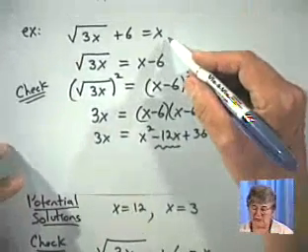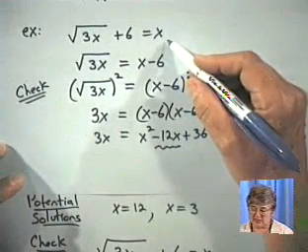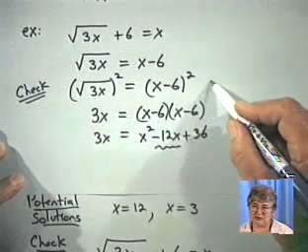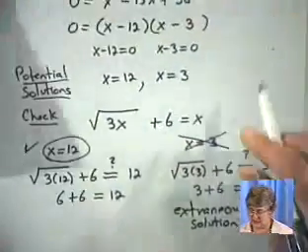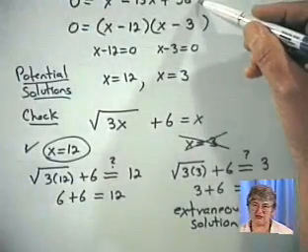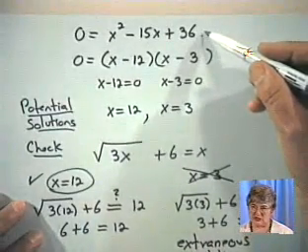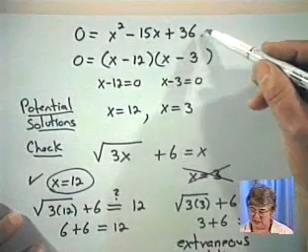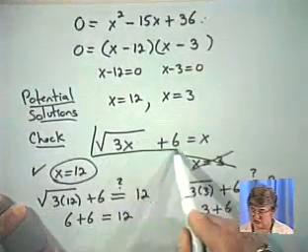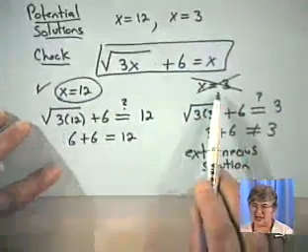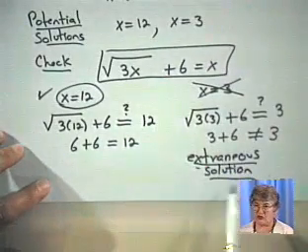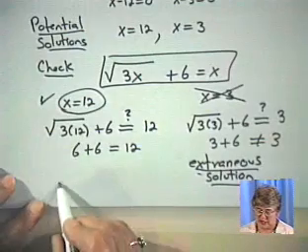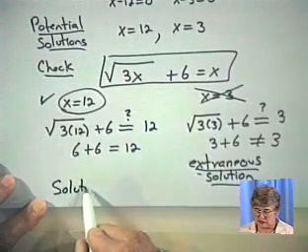So the original problem was the square root of 3x plus 6 equals x. Right over here at this point, we introduced the solution x equals 3. It is a solution to this quadratic equation right here, but that wasn't the original one. And so we have to go back and check. Since it's not a solution to the original, we throw it out. It's an extraneous solution. The only solution that we have then is x equals 12.